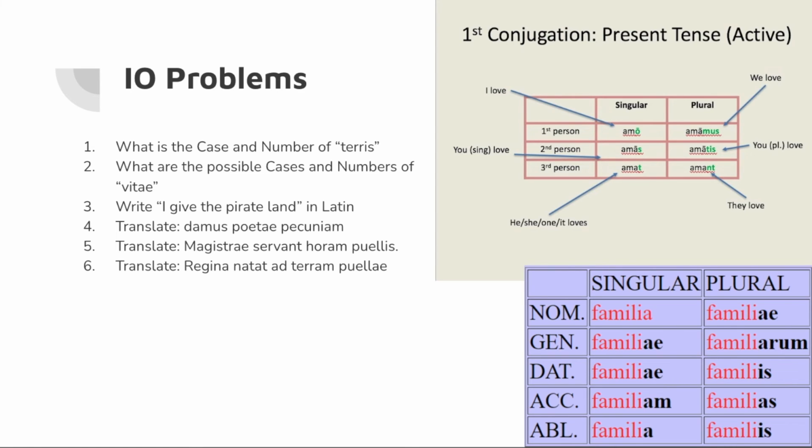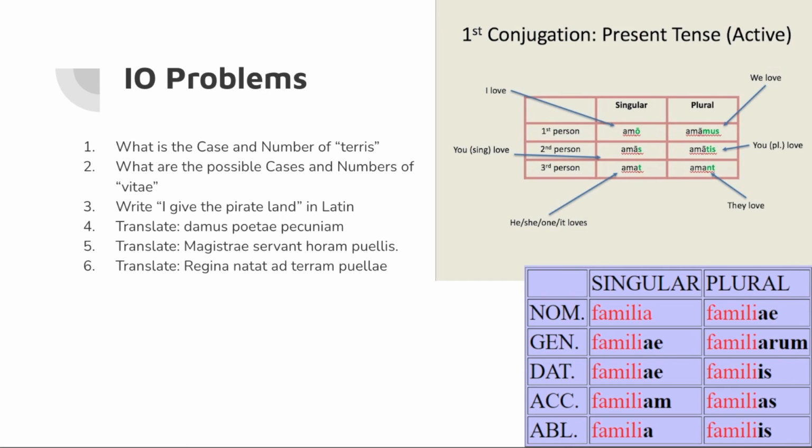That's number 5. And then number 6, translate Regina natat ad terram puellae. So Regina means queen, nato means swim, natat means he, she, or it swims. However, we already have a subject, so it's the queen swims, and then ad means to, so the queen swims to, and then terram means the land, because that's what terra means, in the accusative singular. So the queen swims to the land, and then puellae is the dative singular, since it's the indirect object.